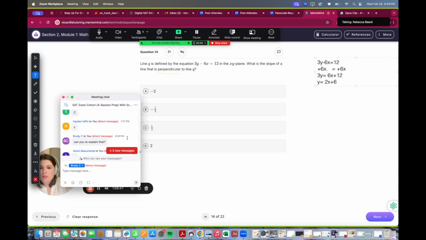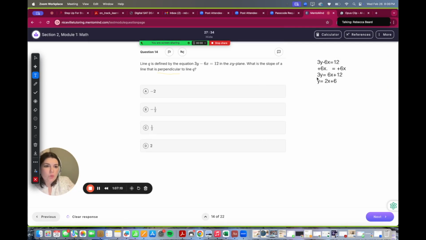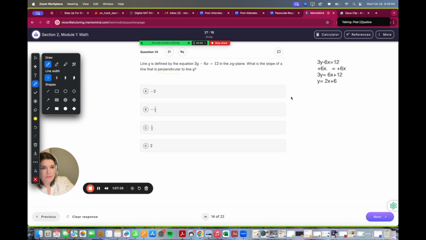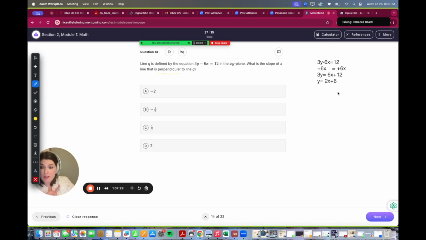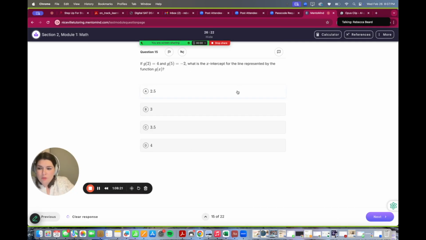Okay, I see a couple of answers, and that's good. So on the right-hand side, what I did is I put this in y equals mx plus b form. Great. Now, when you have a slope that is perpendicular, what do we need to do? Does anybody know? You flip it and you add a negative. It's called the negative reciprocal, but pretty much it would be negative 1/2, and that's how they're going to be perpendicular. Awesome.